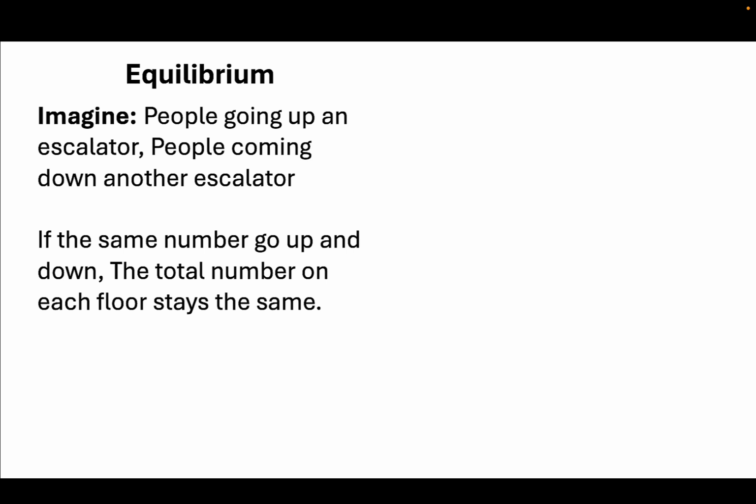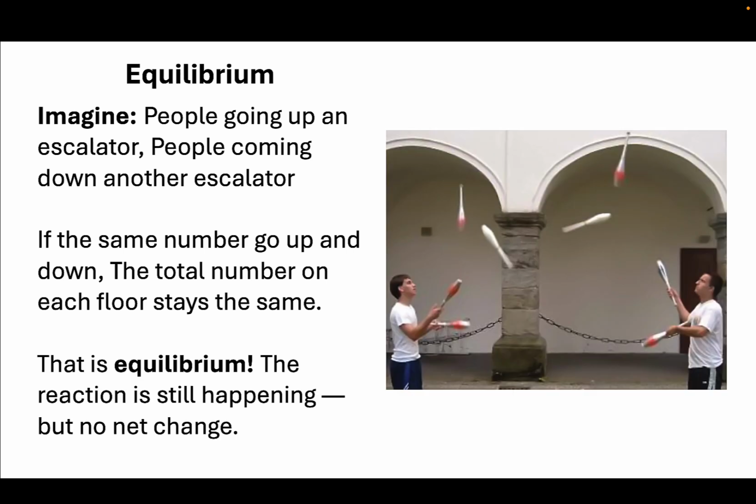If the same number go up and down, so we're watching and 3 people are going up, 3 people are going down, and then 5 people going up, 5 people going down, and if it's constantly the same number of people, the total number of people on each floor stays the same. And that's equilibrium, that we can have a reversible reaction where both reactions are occurring, but they occur at the same rate. So the big picture, the concentrations, the pH of blood doesn't change.